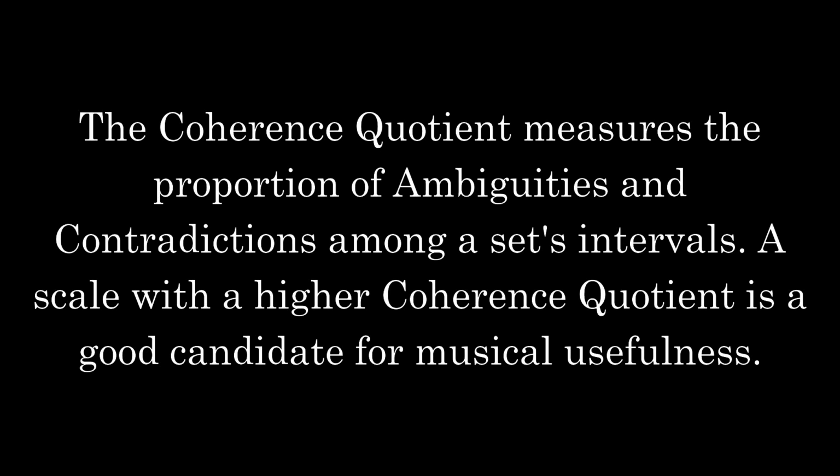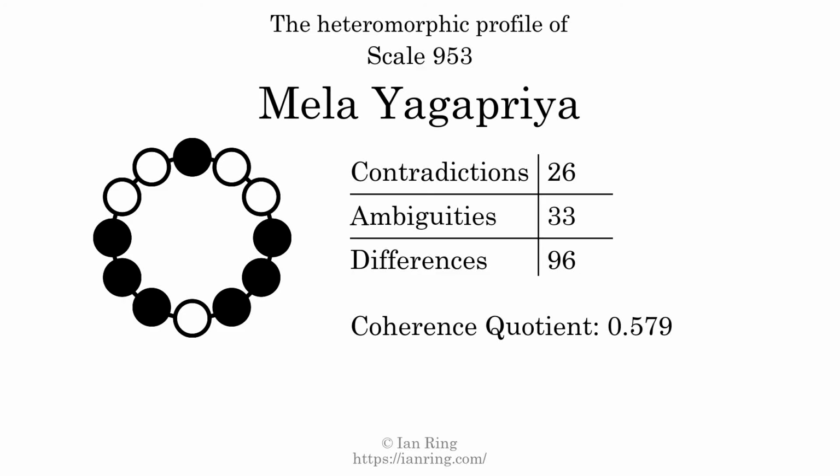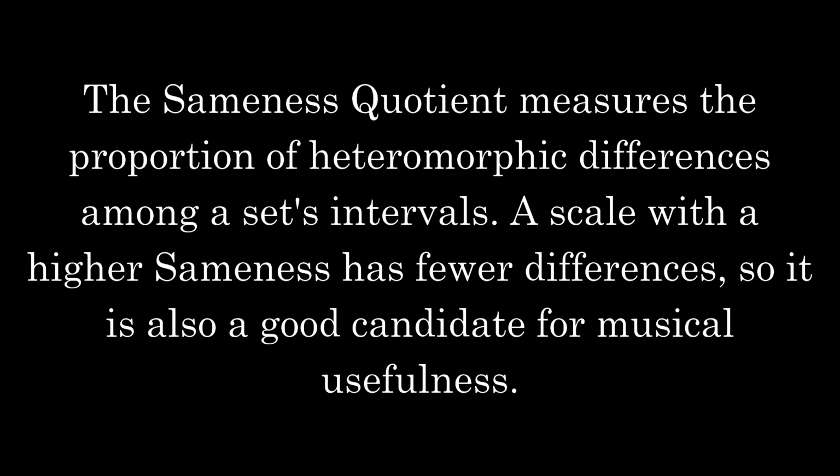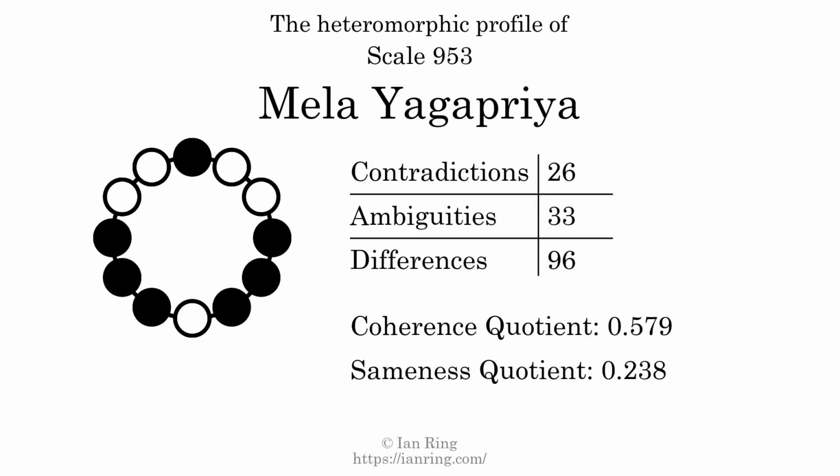The coherence quotient measures the proportion of ambiguities and contradictions among a set's intervals. A scale with a higher coherence quotient is a good candidate for musical usefulness. The coherence quotient is 0.579. The sameness quotient measures the proportion of heteromorphic differences among a set's intervals. A scale with a higher sameness has fewer differences, so it is also a good candidate for musical usefulness. The sameness quotient is 0.238.